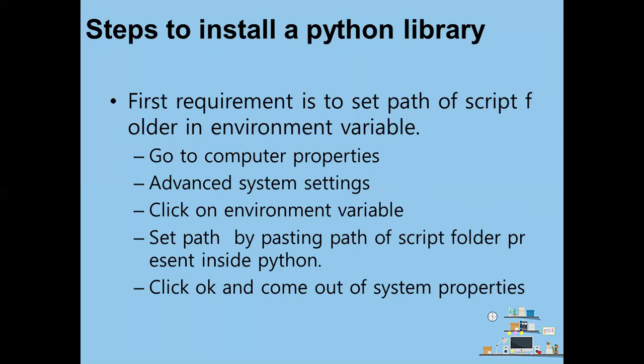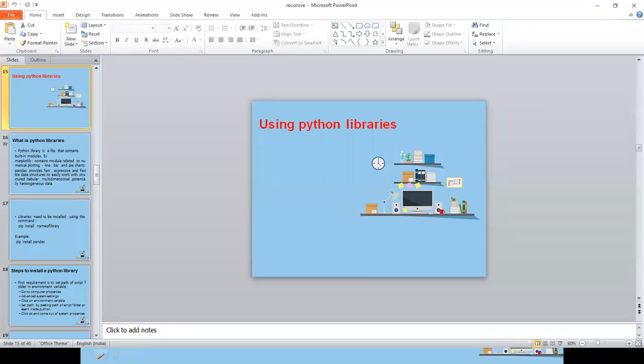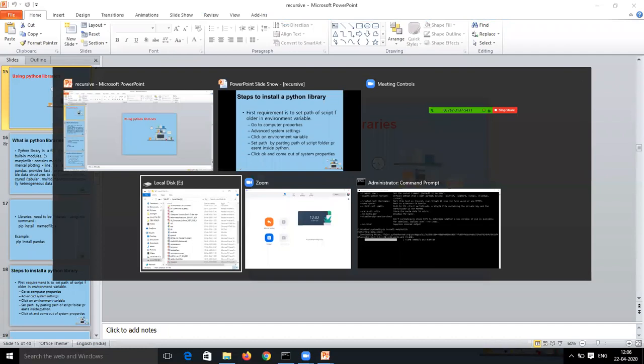So to install a Python library, there are two steps. First is to set the path variable. How will you set the path variable? You have to go to the computer properties and then the advanced system settings. You can see it here also. Let me show you how to set your Python path.